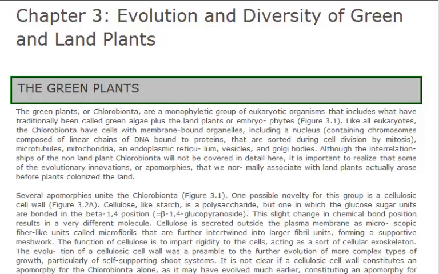Chapter 3: Evolution and Diversity of Green and Land Plants. The green plants.